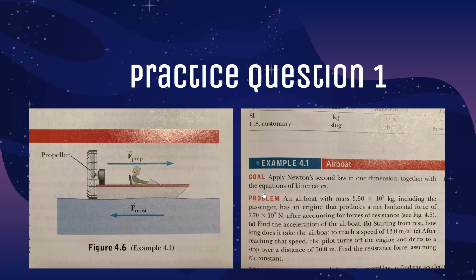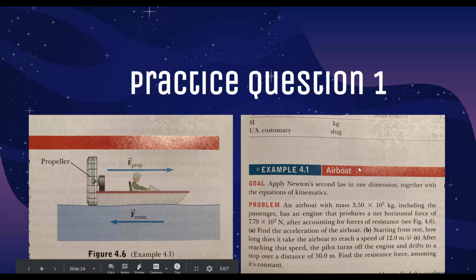Okay, so the question says an airboat with a mass of 3.5 times 10 to the second kilogram, including the passenger, has an engine that produces a net horizontal force of 7.7 times 10 to the second power newtons, right? After accounting for forces of resistance. So the way I would approach this problem is write out my givens, right? Write out everything that the problem is giving me and find out what variable I am trying to find, all right?